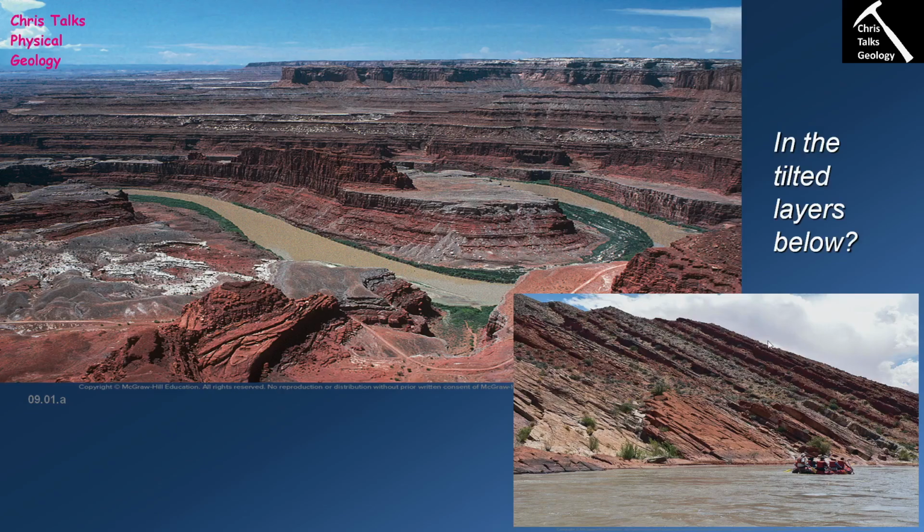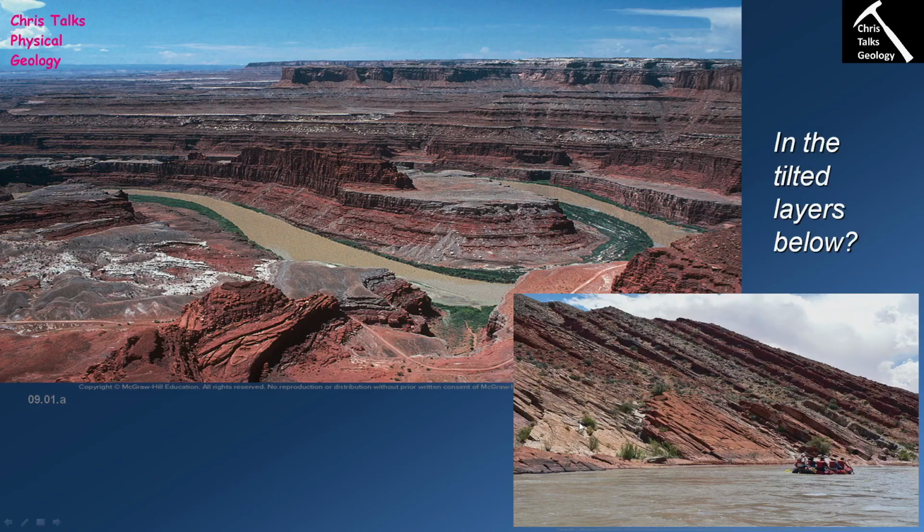Now, if we look at this sequence here, we can see that our layers of rock have quite clearly been tilted. Now, what we're going to try and do is work out which one's going to be the oldest and which one's going to be the youngest. And actually, this can be surprisingly tricky.